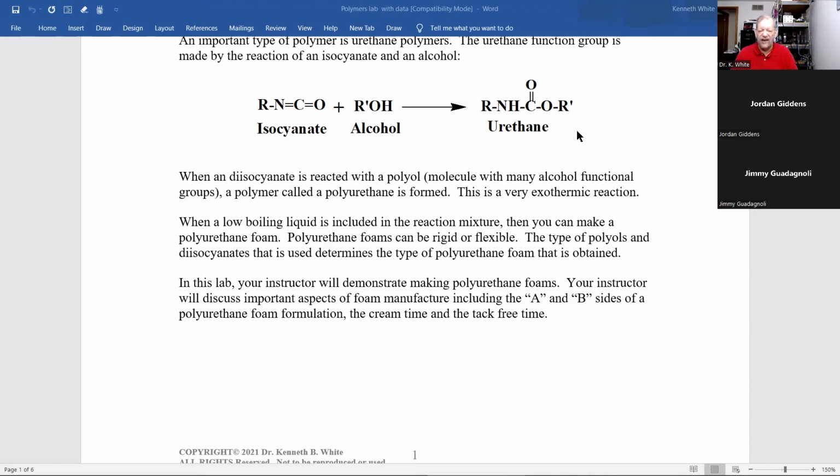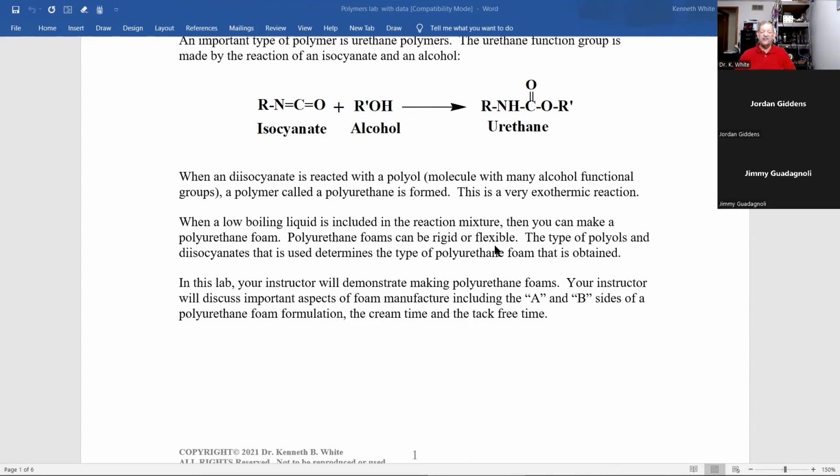And because of that, if you have a very low boiling liquid in there, it will expand and you'll get bubbles or a foam. How many of you have ever seen foam, like on top of beer or anything? That's bubbles surrounded by chemical liquid, the beer. And there's CO2, but we use other things. Now that foam in urethane can be rigid like a 2x4 or flexible like your pillow.